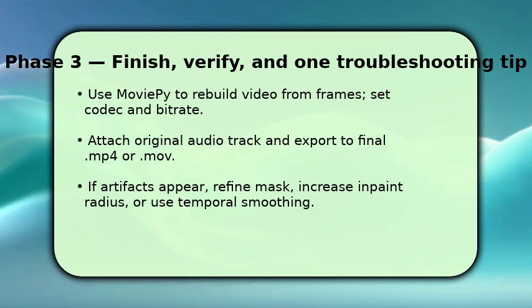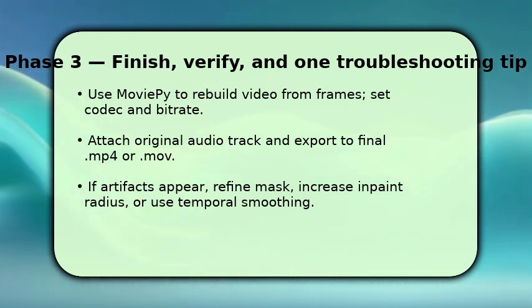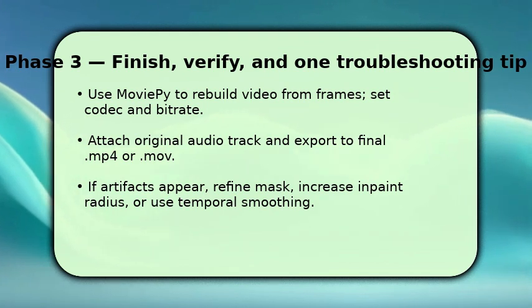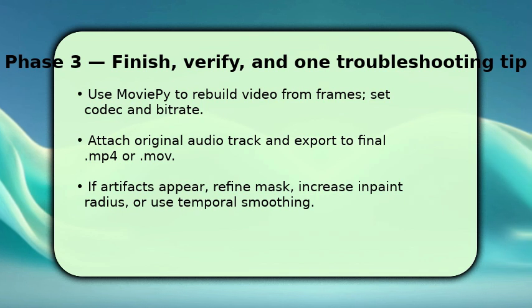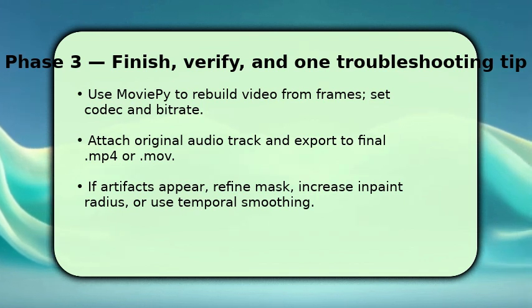final.mp4. If you see flicker or repeating artifacts, make sure your mask is precise, increase the inpaint radius gradually, or apply temporal smoothing across adjacent frames. This removes inconsistency. Finally, test the output at full resolution to confirm removal.